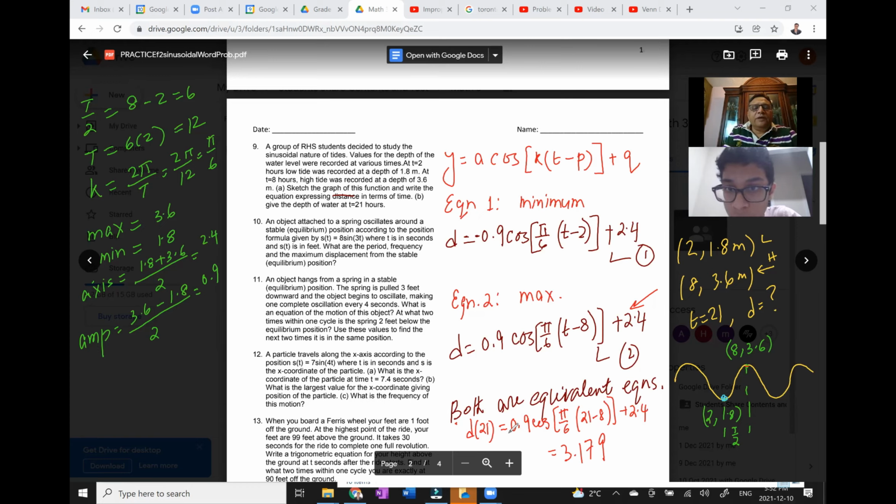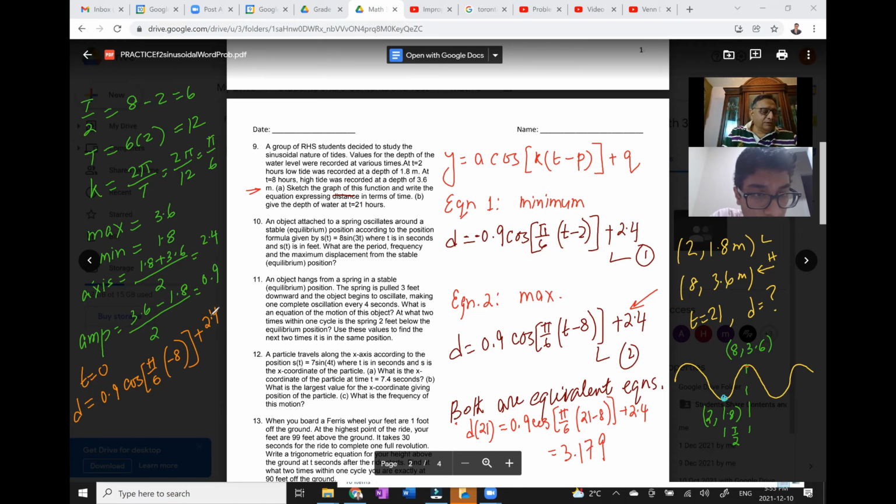Now, in between, we also have here to graph the function. So part A is graph the function. To graph the function, we should find what was the depth at t equals to 0, correct? So also calculate the value at t equals to 0. So at t equals to 0, what is the depth, right? D equals to 0.9 cos of pi by 6 times minus 8 because t is 0 plus 2.4. Correct? Calculate this. Cos is an even function, so don't bother about minus.